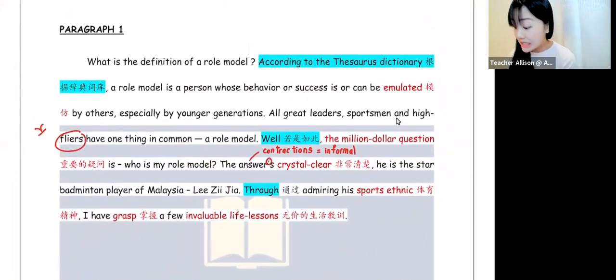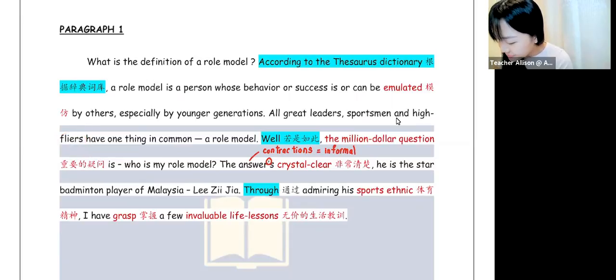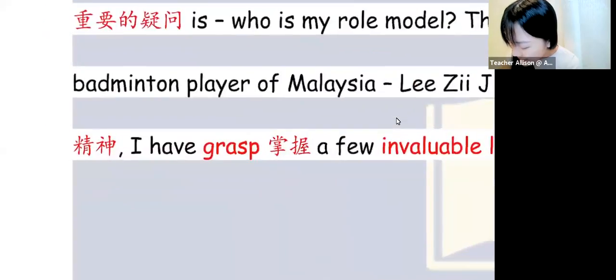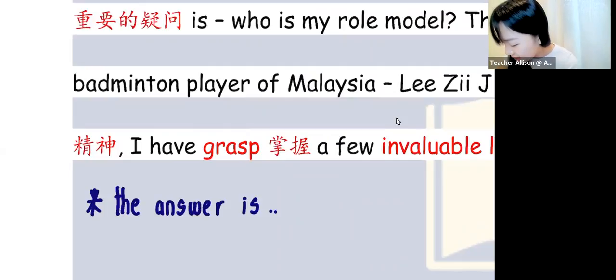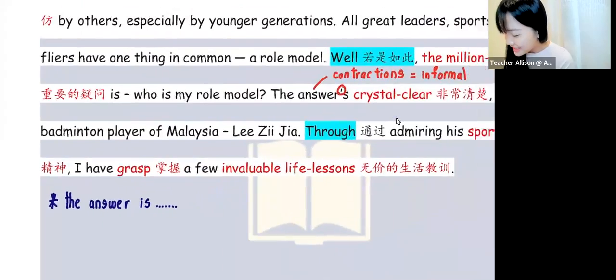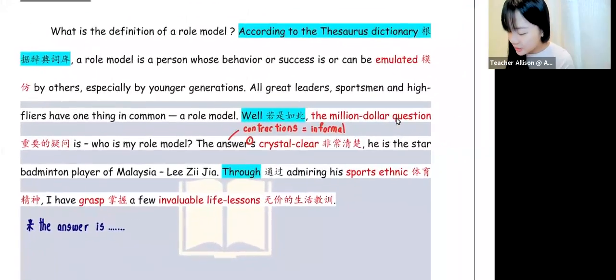You must change the answer's into the answer is. The answer is crystal clear. I'll be using another color right here. I'll be using the color blue. So remember, never ever use contractions in a formal essay. You must change the answer's crystal clear into the answer is. Remember to be formal. Understand, guys? The answer is crystal clear.